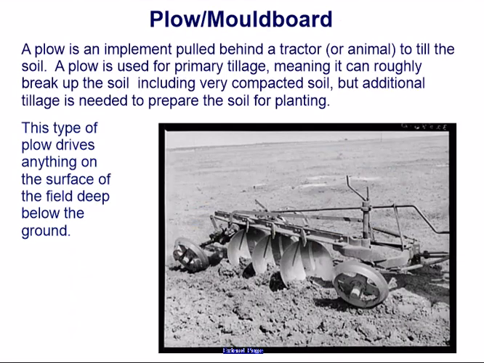Plow or mold board. A plow is an implement pulled behind a tractor or animal to till the soil. A plow is used for primary tillage, meaning it can roughly break up the soil, including very compacted soil, but additional tillage is needed to prepare the soil for planting. This type of plow drives anything on the surface of the field deep below the ground.